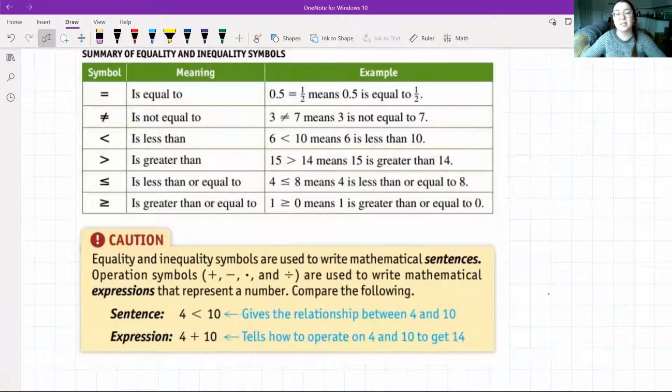So we can think of it as more of an English skill. Whereas an expression would be 4 plus 10. And this is telling us how to operate on 4 and 10 to get 14. 4 plus 10 is telling us that we need to add 4 to 10 in order to get a specific value. We are not using it to describe the relationship, we are using it to solve. So a helpful clarification between using our inequalities and using our operations.